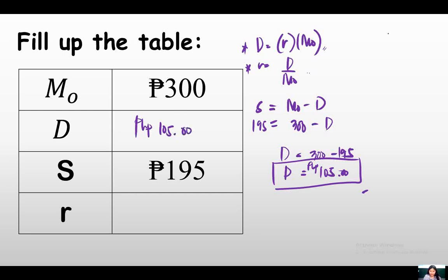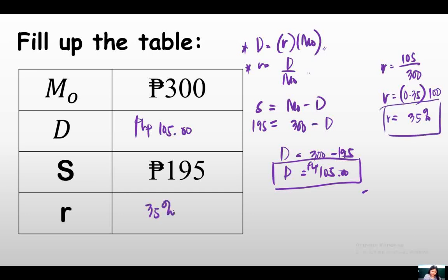Okay, next. Let's get the rate. Now we can get the rate. Our discount is 105 over cost price, which is 300. So we get the quotient. The quotient is 0.35. Again, as I said earlier, we have to multiply this by 100 to convert it into a rate. So we have 35%. This is our rate. Okay, next.